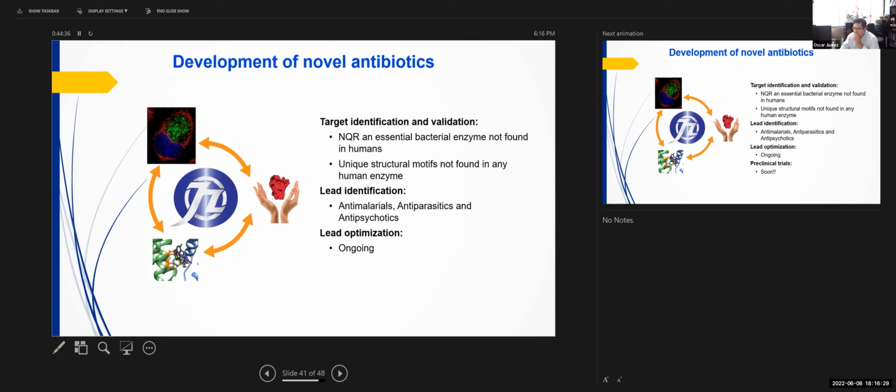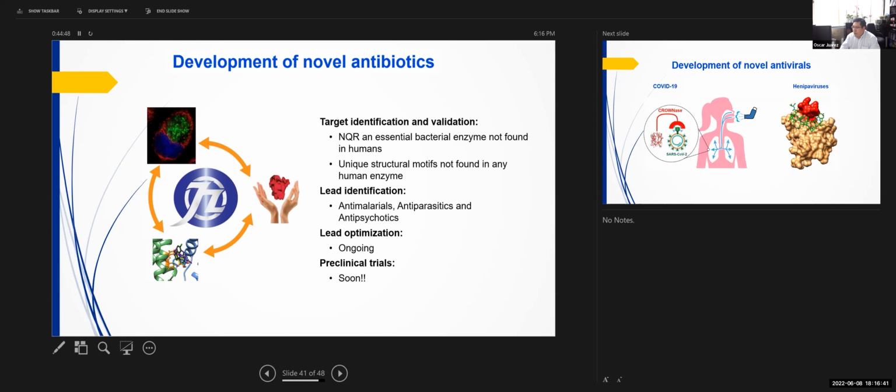I'm not showing you any of that data today, but we are doing lead optimization, and we have improved the potency in only 3 steps. We have already improved the potency of these drugs by tenfold. And then we're going to be conducting preclinical trials soon, okay?